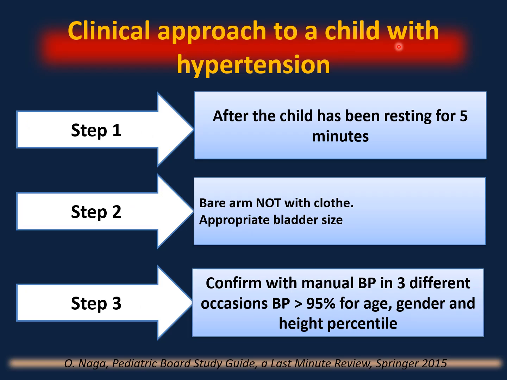Clinical approach to a child with hypertension. Step number 1, after the child has been resting for 5 minutes, make sure there is no cloth on the arm. It has to be a bare arm, and you choose the appropriate bladder size. Too small will give you artificially high blood pressure, and too large will give you lower blood pressure. Step 3, if the blood pressure is high, confirm with manual blood pressure on 3 different occasions. If the blood pressure is more than the 95th percentile for age, gender, and height percentile, this is hypertension.